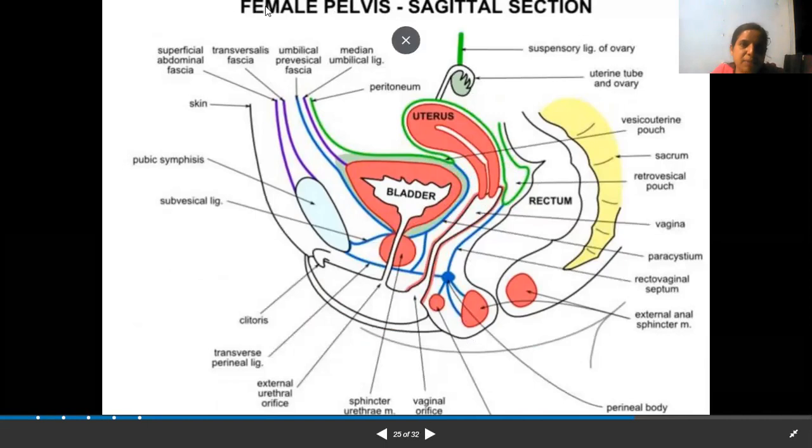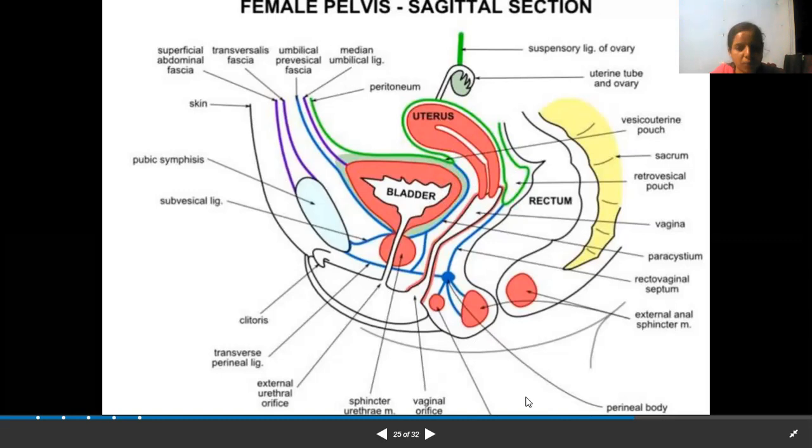Now, what is this pelvis we are seeing? This is the female pelvis. So in the female pelvis, see, this is pubic symphysis. Just behind pubic symphysis, we have urinary bladder. Okay. And in case of females, behind the urinary bladder, we find uterus. Behind the uterus, we find rectum and anal canal. This green line is indicating peritoneal reflection. So the fold of peritoneum between urinary bladder and uterus, you call it as vesico-uterine pouch. Vesico-uterine pouch. And the fold of peritoneum between the uterus and rectum, we call it as rectovesical pouch.